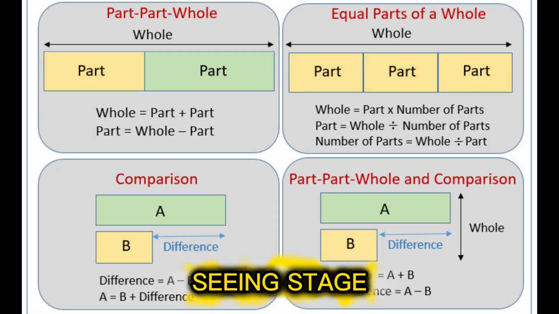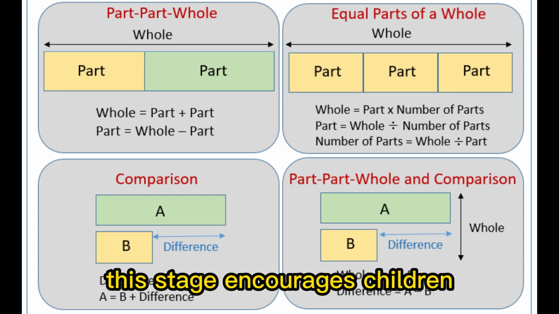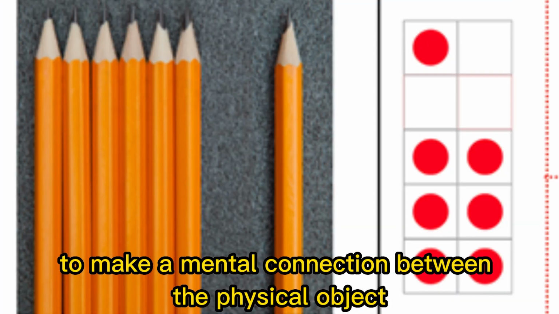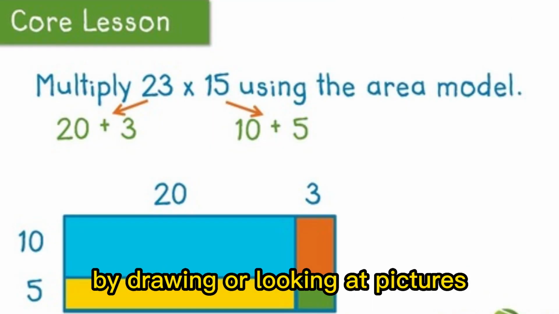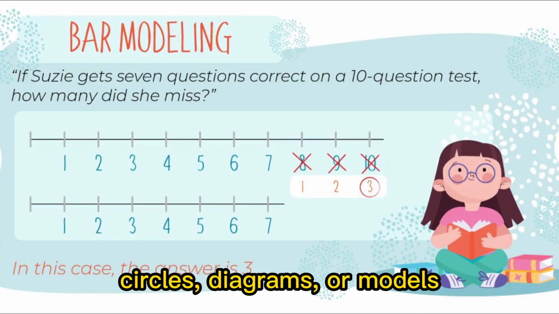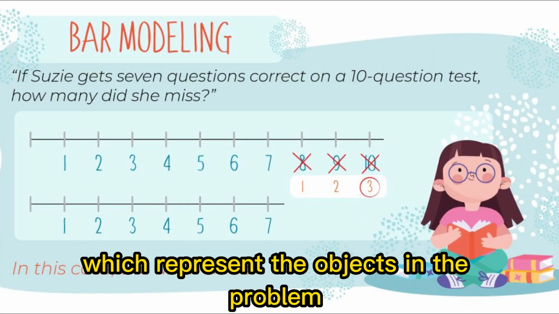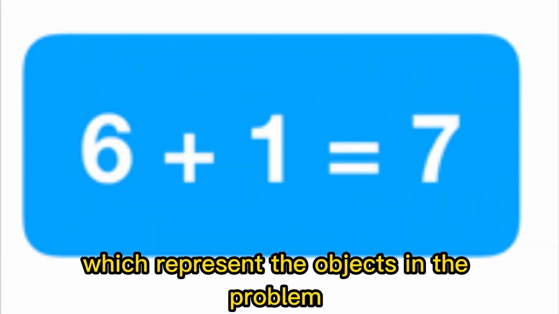Pictorial is the seeing stage. This stage encourages children to make a mental connection between the physical object and abstract levels of understanding by drawing or looking at pictures, circles, diagrams, or models which represent the objects in the problem.